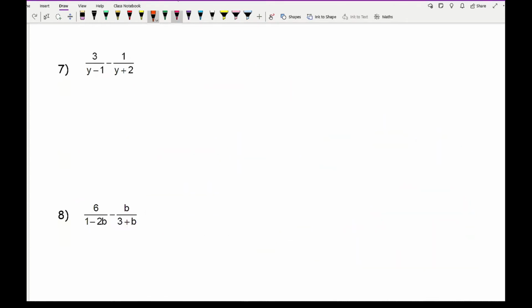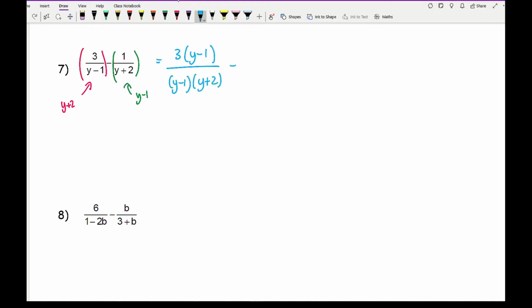So looking at our next two examples, with this fraction here, I'm going to multiply all of this by y plus 2, and I'm going to multiply this second fraction by y minus 1. So what I'm going to end up with is 3 lots of y minus 1 over y minus 1, y plus 2, and automatically change that minus, so we've got a minus there, and I've got 1, and then y minus 1 over y minus 1, y plus 2.